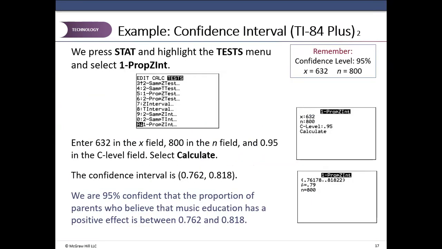And then we go to stat test. Again, scroll down to 1-PropZInt. Prop is proportion. ZInt is Z interval. Type in the value of X, type in the value of N, type in the value of C level, and we calculate. What does it mean? With 95% confidence, we can state that the actual population proportion will fall between 0.762, rounded to 3 places of decimal, and 0.818.